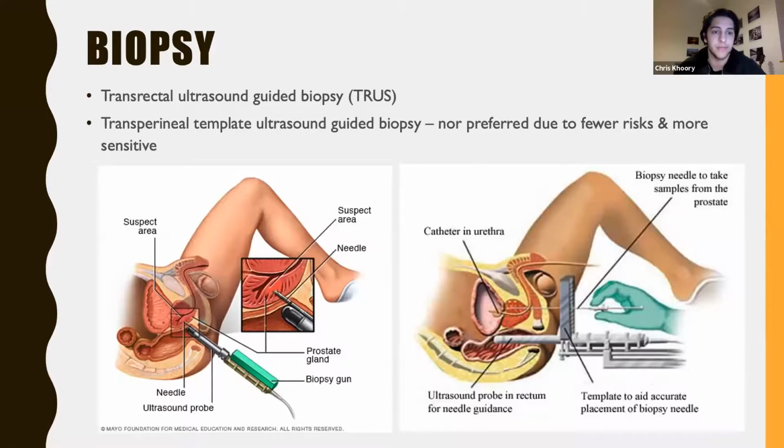So there are 2 different types of biopsy. There's the transrectal ultrasound guided biopsy, and that's the one on the left there. And then the transperineal template ultrasound guided biopsy. So that goes through the perineum, and that's the one on the right. The reason it's called a template biopsy is because there's a template placed there, which helps the accurate placement of the biopsy needle. They're tending to use the transperineal biopsy a bit more now because there are fewer risks and it's more sensitive, so the pickup rate is higher. And the main complication or risk to worry about with transrectal biopsy is sepsis in around 1 or 2% of cases.